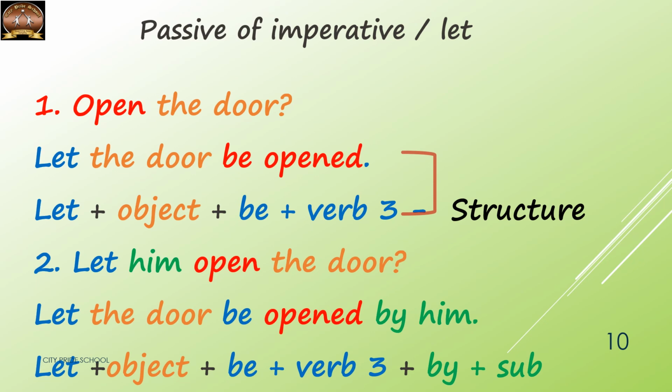The last type is imperative sentences. Very, very simple, children. Begin all the imperative sentences with let. Okay. All the passive voice of imperative sentences can begin with let. For example, the first example is open the door. So we will definitely begin it with let. Let the door be opened.